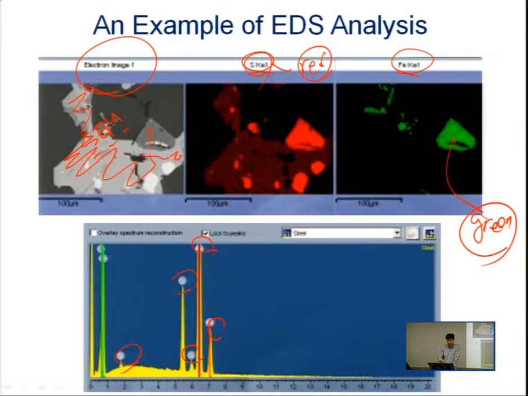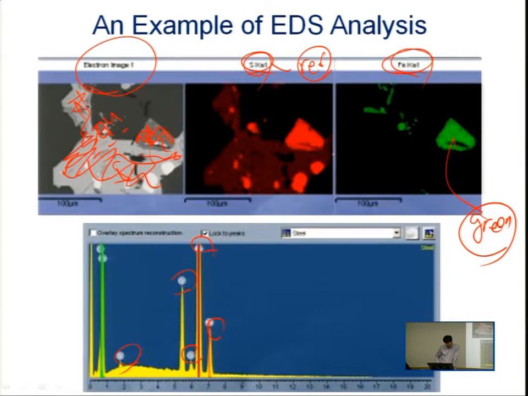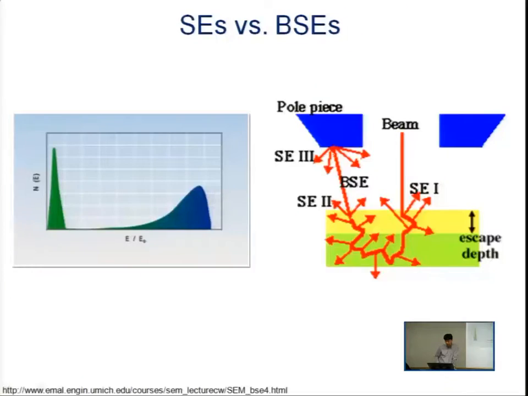So which area is dominated by sulfur, and which area is locally iron rich. This is a pretty powerful tool when you need to identify the composition of the elements in your sample.